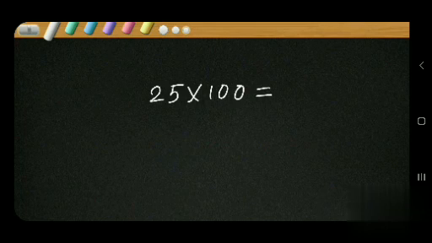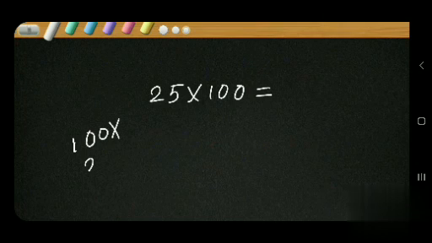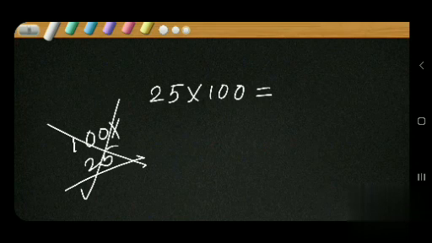Suppose we have to multiply 25 into 100. What do we have to do? What is the easy way? Do we need to multiply like this, 100 into 25? Not at all. So what do we have to do?